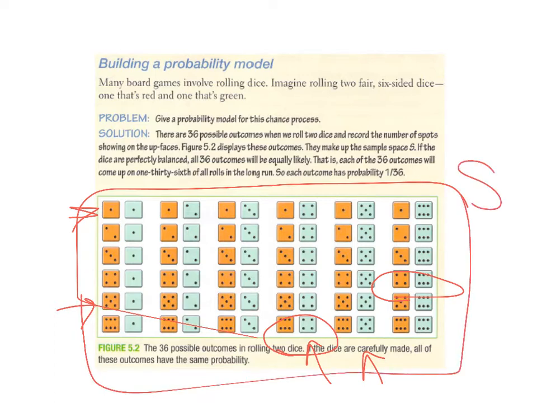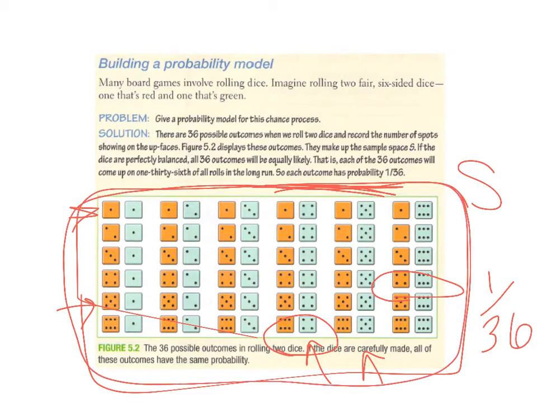All 36 outcomes should be equally likely, so the probability of each outcome is just 1 out of 36. Since that probability is the same for all of them, they can just state that each outcome has a probability of 1 out of 36. So that's my model. My model consists of showing all the possible outcomes, my sample space S, and then giving the probability of those possible outcomes. Since they're all the same, it's 1 out of 36.